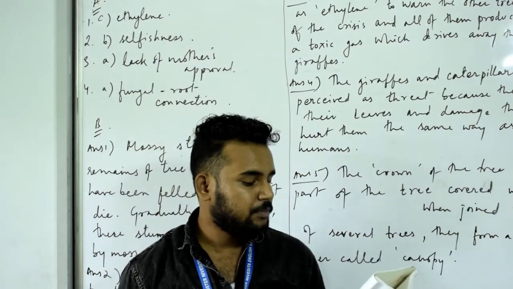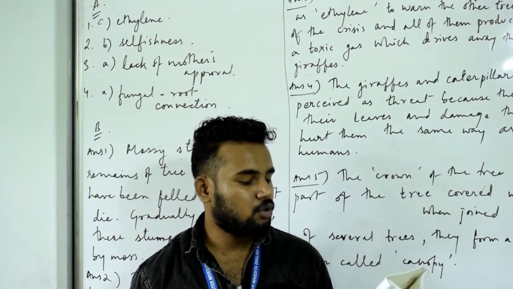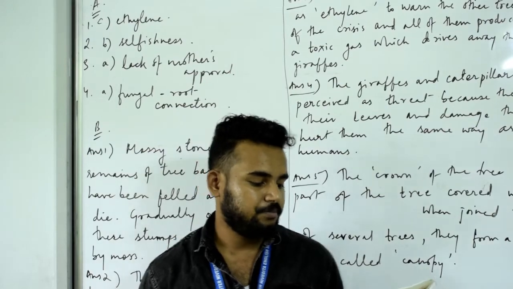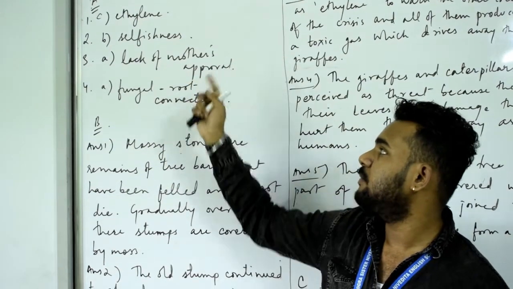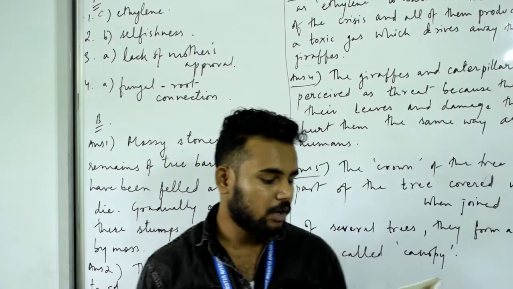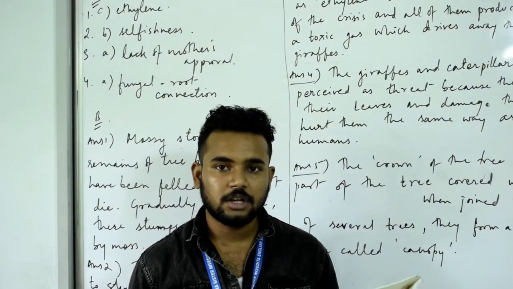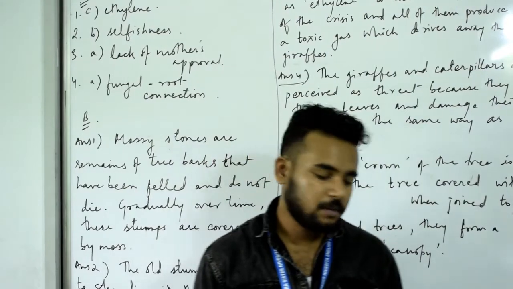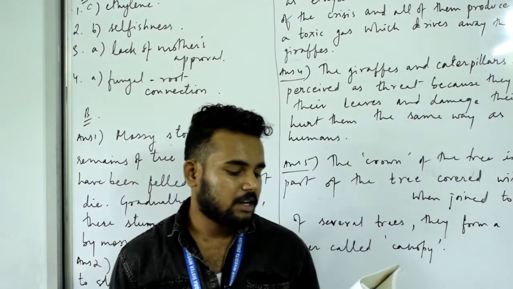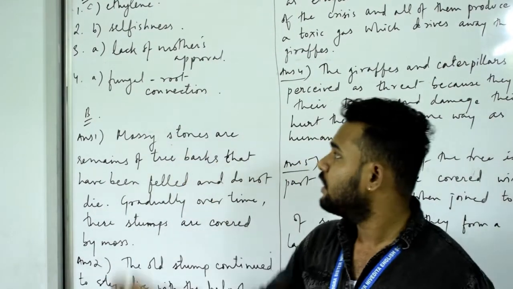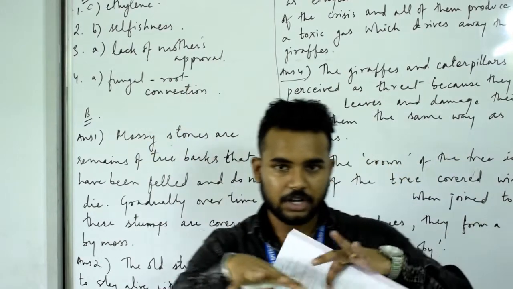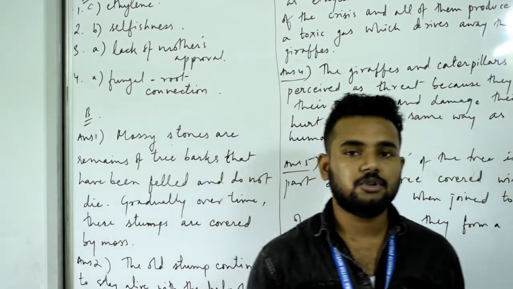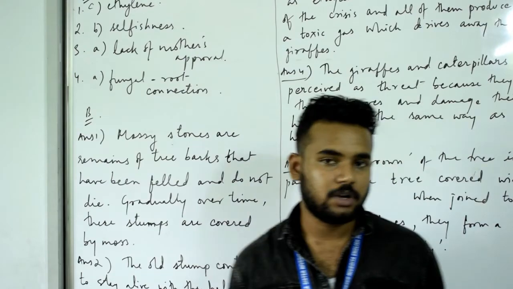So the third one, this prevents young beech trees from growing at the normal rate of 18 inches per season. So what helps? Lack of mother's approval. Okay, so if mother's approval is not there, the young beech trees cannot grow 18 inches per season. Clear? Number 4, mother trees are connected to other trees by the link of fungal root connection. Root connection is there, understood, which helps them keep passing glucose from one tree to another.